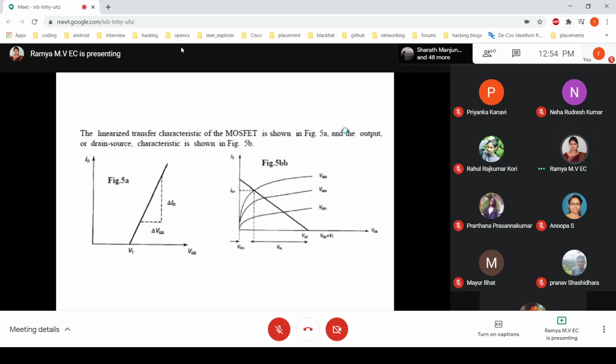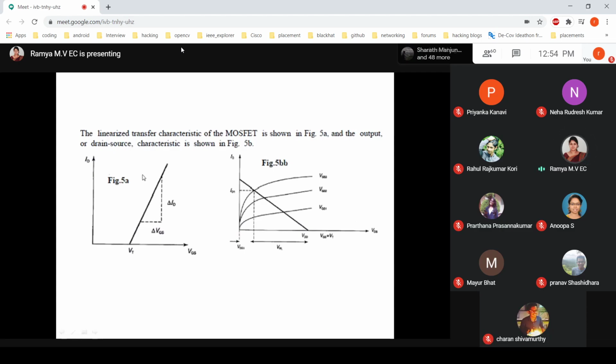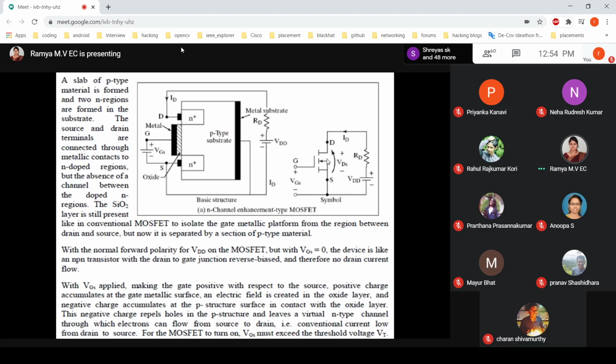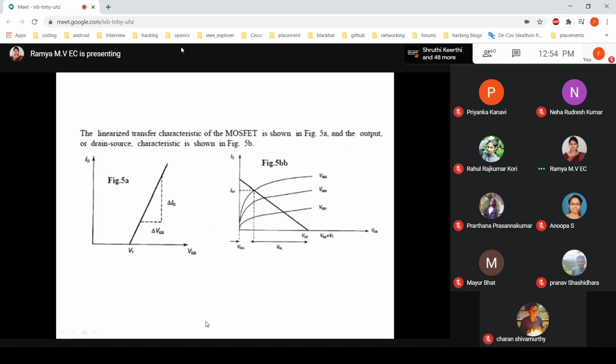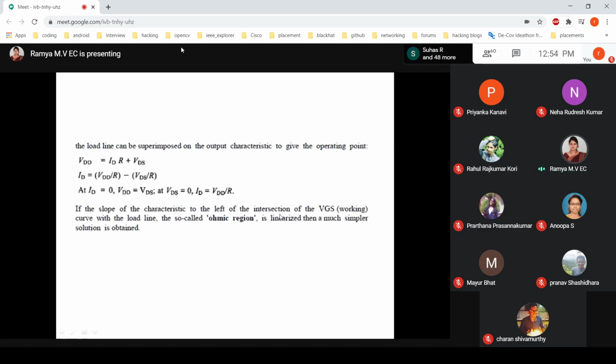Similarly, with the transfer characteristics, we keep VDS constant, vary VGS, and note down the ID. So we will have the transfer characteristics and the drain characteristics with respect to the MOSFETs.